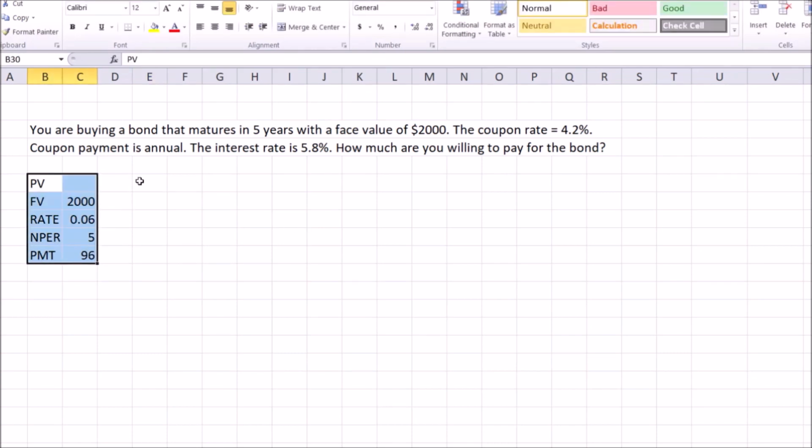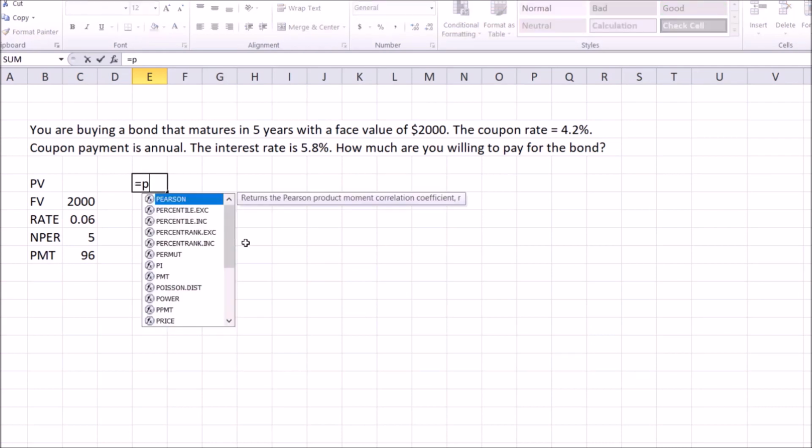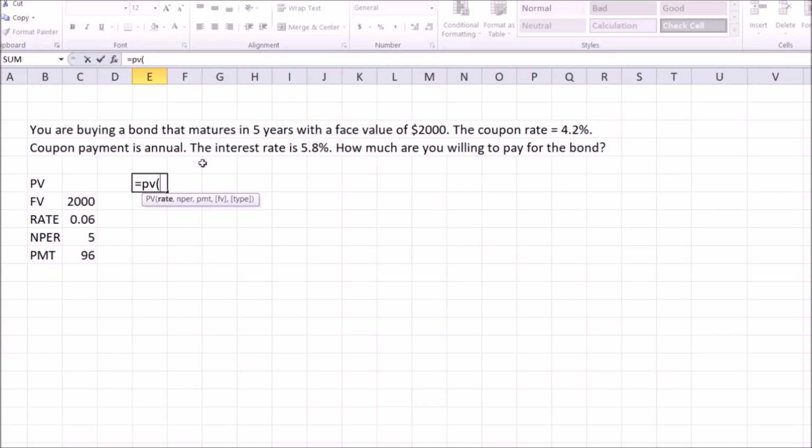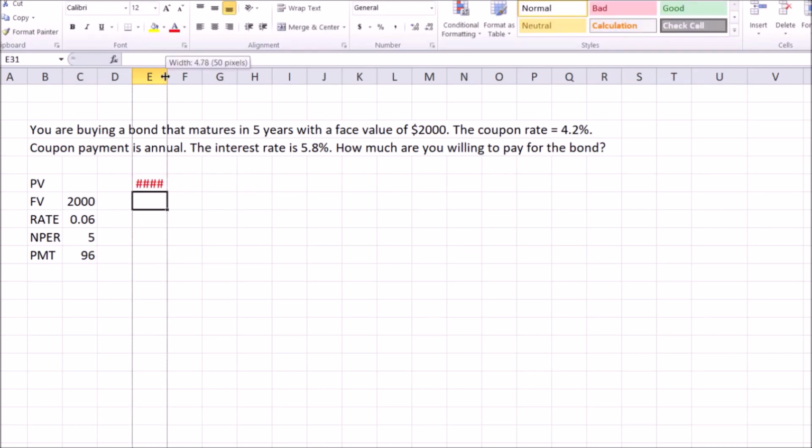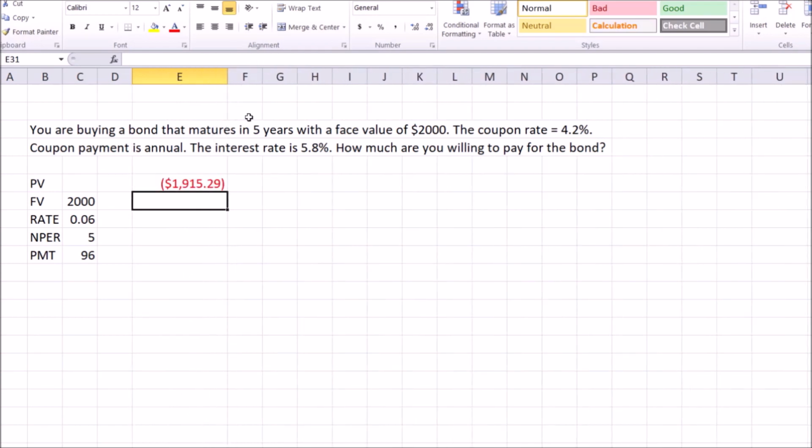And to calculate the present value, the price of the bond, just hit equals, type PV, open the brackets, and the computer will give you all the hints for what you need to enter, starting with the rate, hit comma, number of periods, another comma, the regular payment, comma again, and the face value. Close the brackets, hit enter, make sure you have enough space in the cell to see the numbers, giving us the present value of negative $1,915.29. That's negative because if you're buying the bond right now, it's going to be a cash outflow out of your pocket, and the future payments promised by the bond are going to be cash inflows back into your pocket.